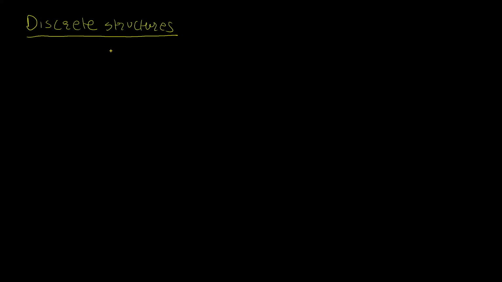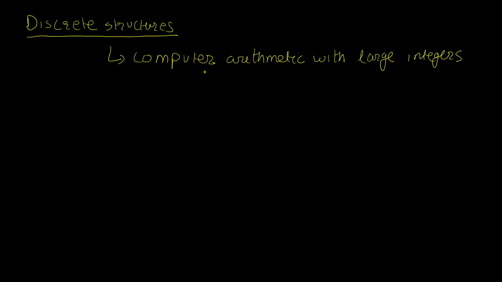Okay, so welcome to the 19th video in the Discrete Structures series, and we're going to start this video with a look into computer arithmetic with large integers. And this is one of the most important applications of modular arithmetic and the Chinese Remainder Theorem.